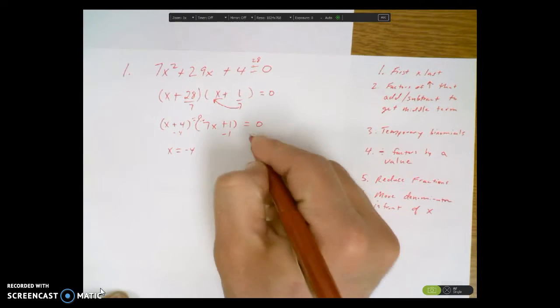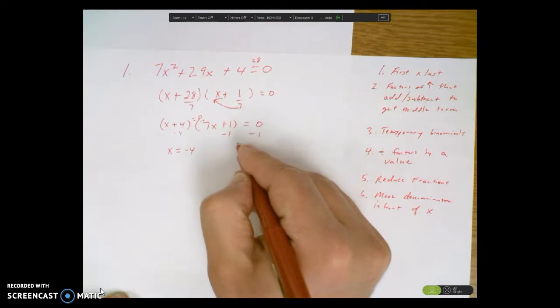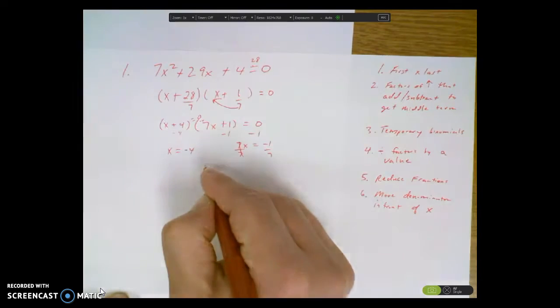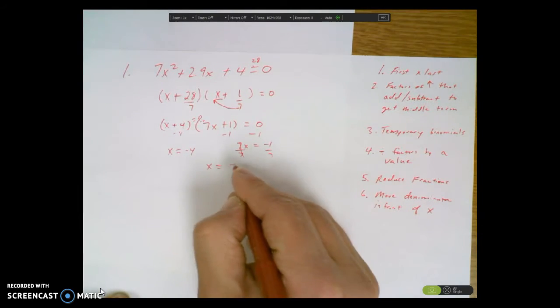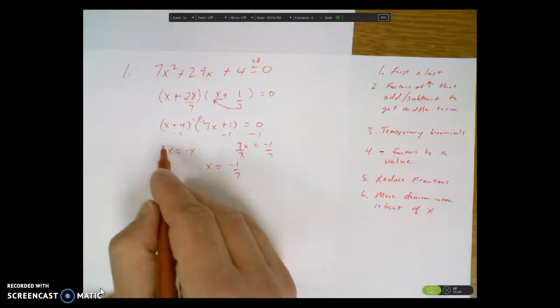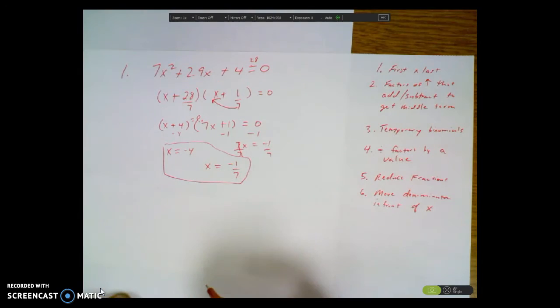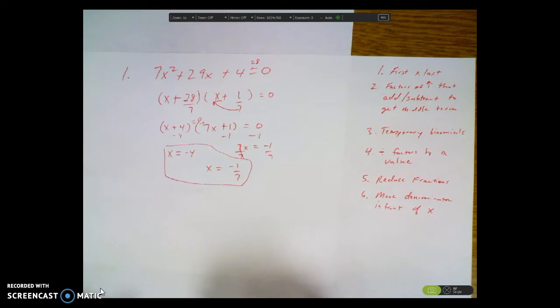And then I'm going to subtract 1 from both sides. That leaves me with 7x equals -1. Divide by 7, and then x equals -1/7. So here are my two answers. Remember, this is where our parabola crosses the x-axis. We're going to learn more about that in Chapter 9.